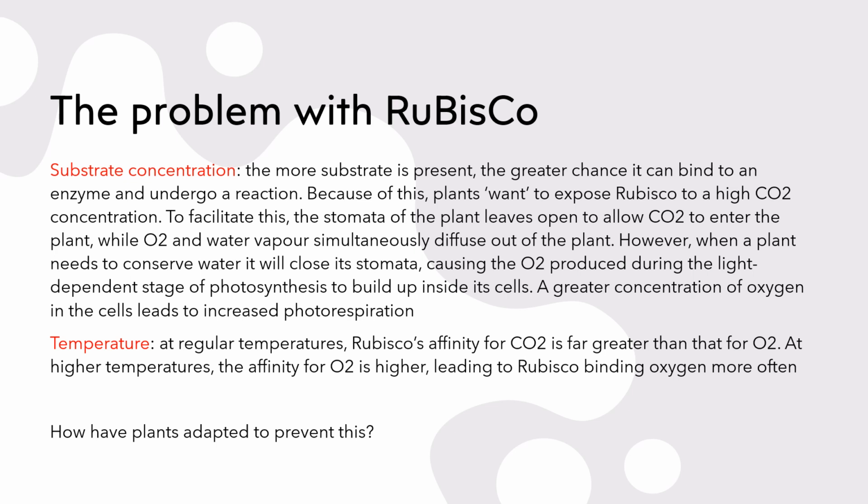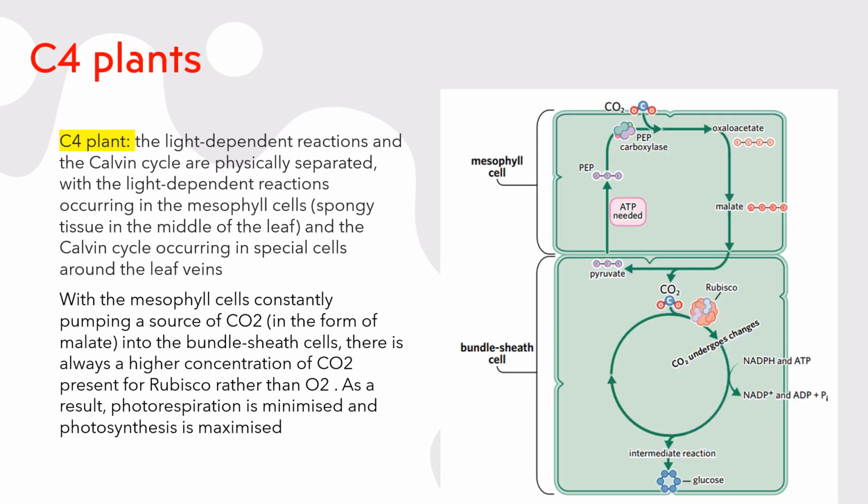Rubisco is really bad at its job, but plants have adapted to prevent this from happening. So remember in our last video I said that when we're talking about photosynthesis, I was talking about your traditional C3 plants, which is just your normal plants. Well, there's two other different kinds of plant that we're going to learn about now, and these two kinds of plants have evolved or adapted to prevent this photorespiration issue from happening. The first of those plants are C4 plants.